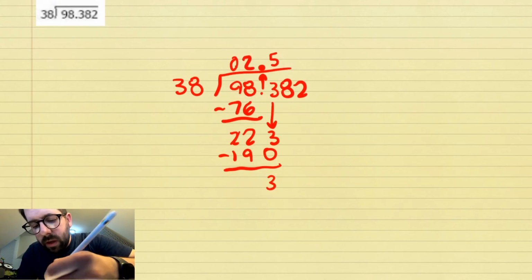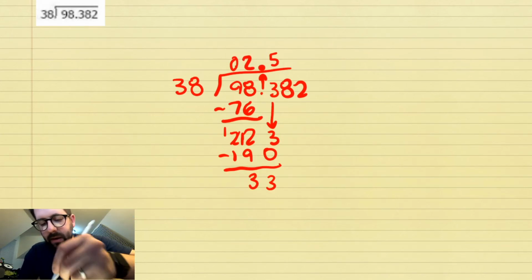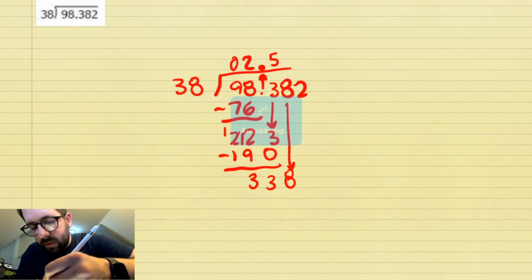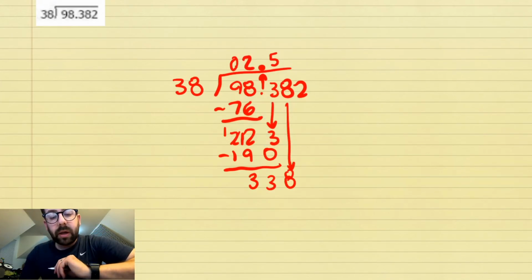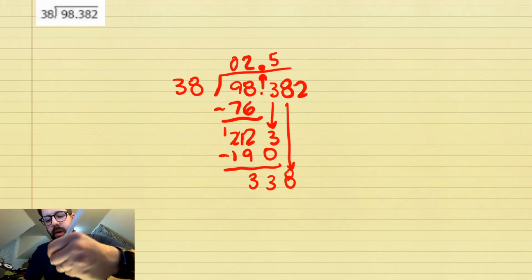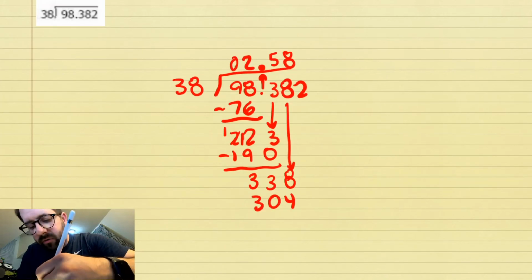So 3 minus 0. The 2 I can't do, so I'm going to make this a 1. This is now a 12. 12 minus 9 is 3. 1 minus 1 makes 0, so I'm up to 33 here. Bring down the next number, which is 8. So I'm now at 338. I try to figure out how many times 38 can go into 338. Maybe 9 times, let's say. 38 times 9 is 342, that's too big. 38 times 8 is 304.